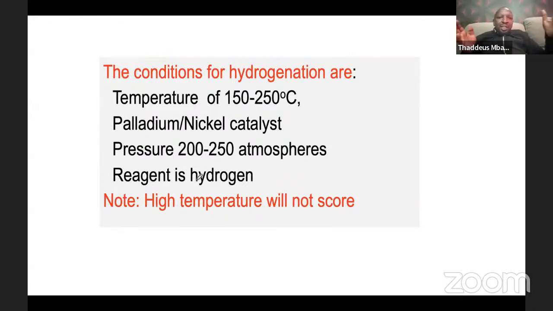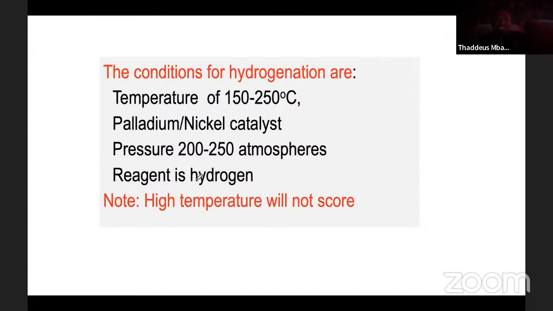Now, something to understand is that this reaction or this process is called hydrogenation. It requires a temperature of 150 to 250. It requires nickel or palladium catalyst and pressure of 200 to 250 atmosphere pressure. The reagent is hydrogen. And remember, when you write high pressure, it will not score. Remember, the examiner will ask you, you're converting ethene to ethane or propene to propane.